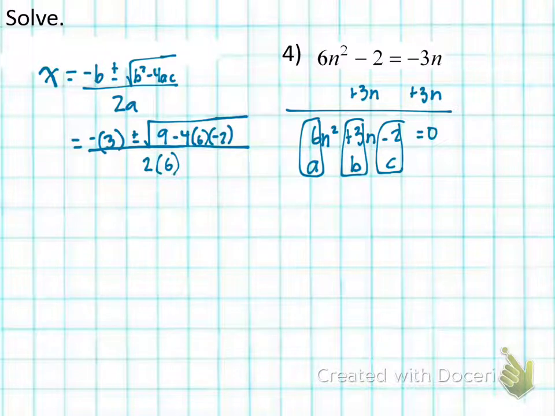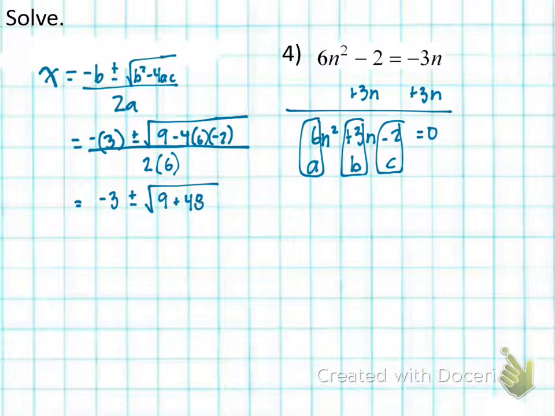Then we start simplifying, so I'll help you out. You can go ahead of me if you want. So we got negative 3 plus or minus the square root of 9. Then we have to think negative 4 times 6 is negative 24. Negative 24 times negative 2 is positive 48.